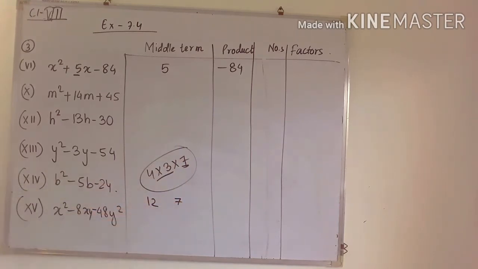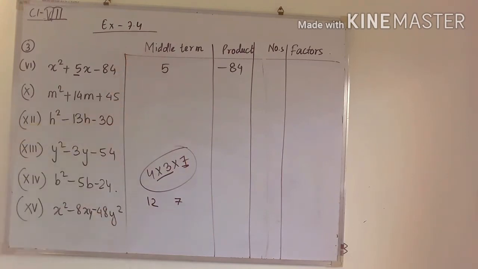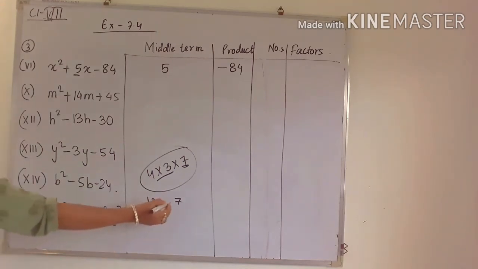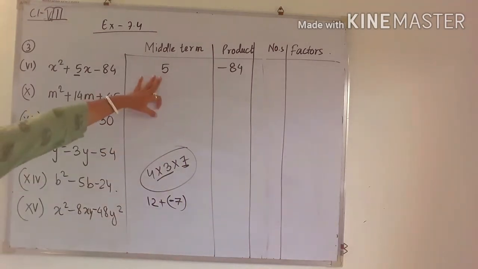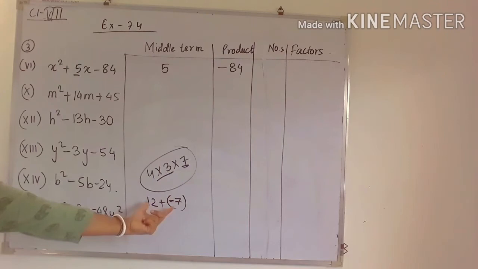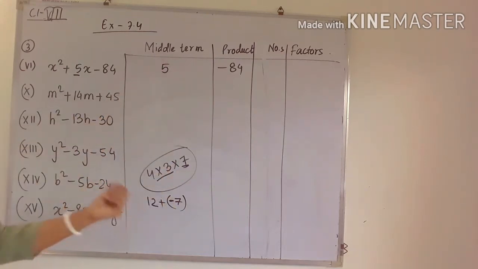So you can see, if I multiply 12 with 7, the answer will be what? 84. And if I subtract 7 from 12, or I can take minus 7, then if I add the two integers, that is 12 and minus 7, the answer will be plus 5. So these are the two numbers which we multiply to get minus 84, and after adding the two numbers I will get the answer as 5.